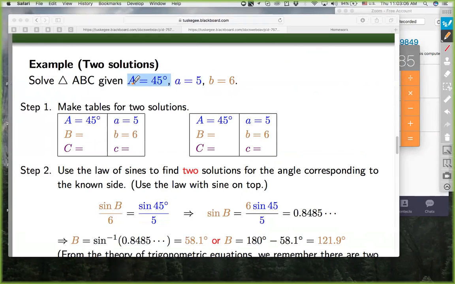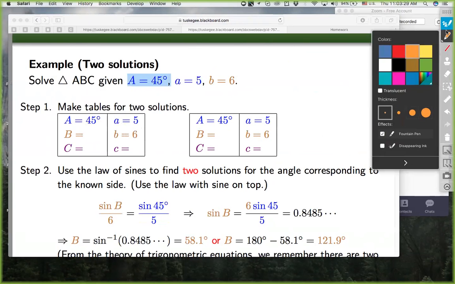So if you're just given one angle, you begin with two tables, right? We write three angles, A, B, C, and three sides, a, b, c, and fill out the tables with the given values, 45 degrees, 5 and 6. There the numbers are.